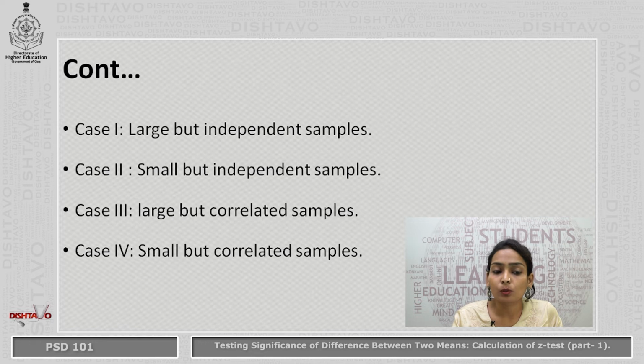Under that, there are a total of 4 cases. First case, large but independent sample. That means when a sample size is more than 30, that includes larger sample size. Case 2 includes small but independent sample. Small means wherein it includes a sample less than 30. Case 3, large but correlated sample. Case 4, small but correlated sample. For large sample, we will be doing Z-test, and for small sample, we will be doing T-test.